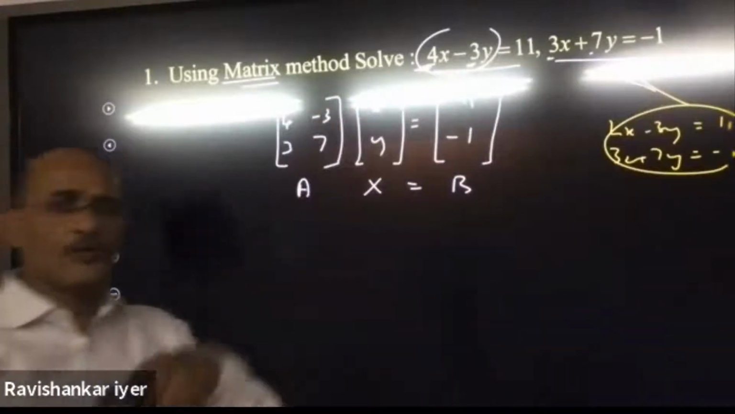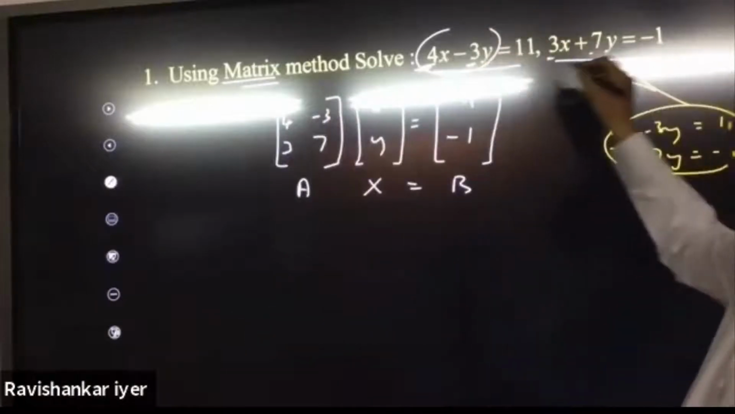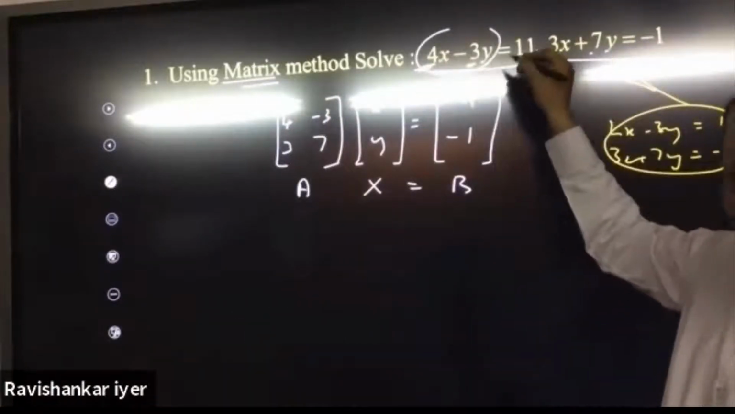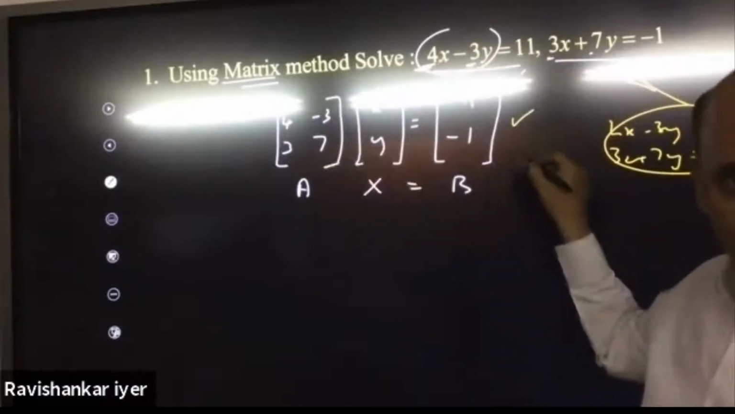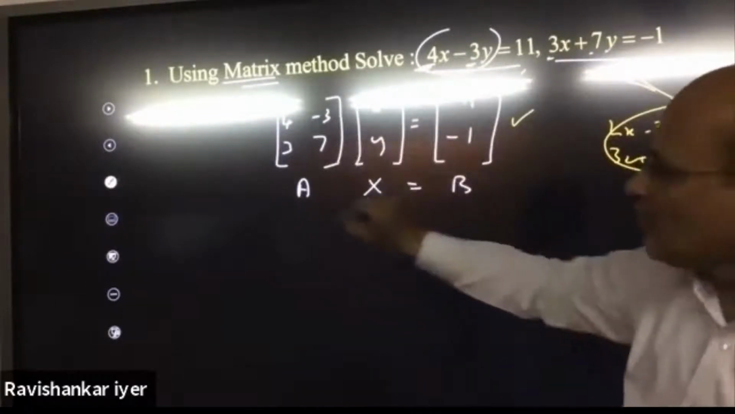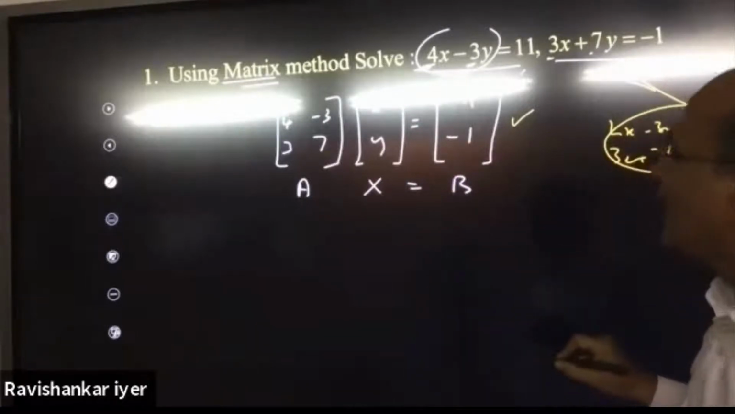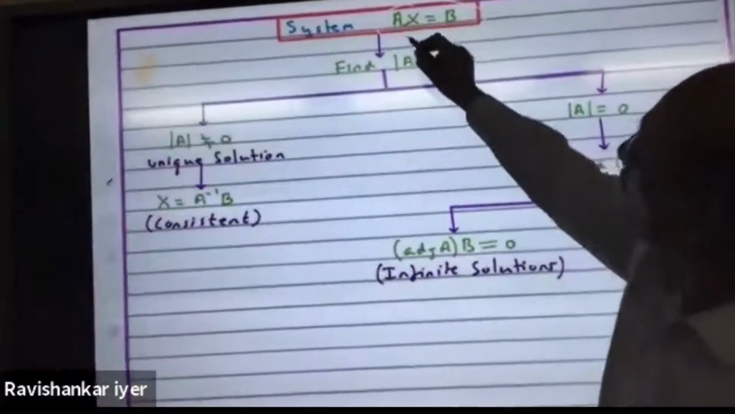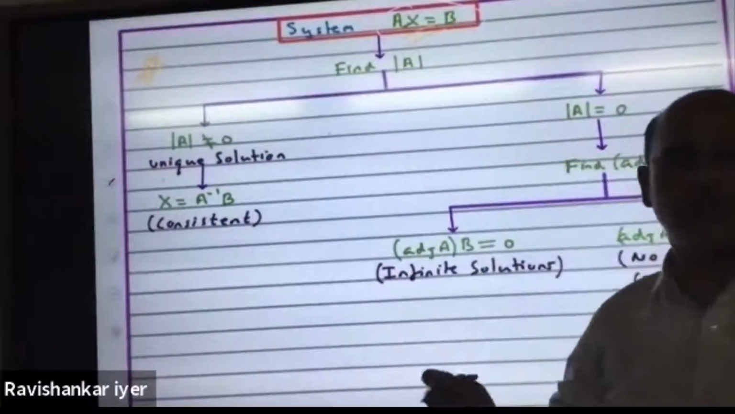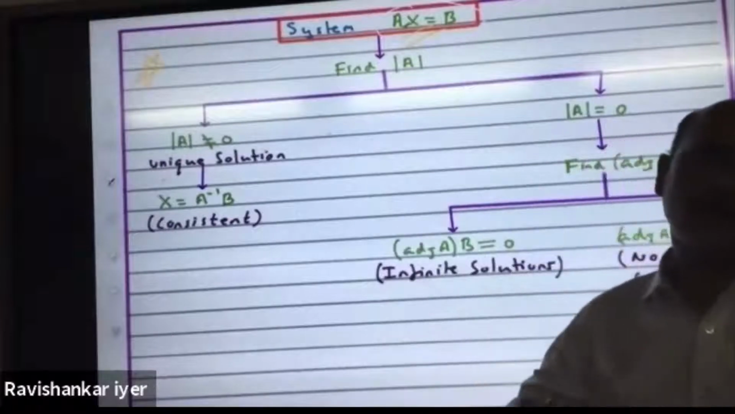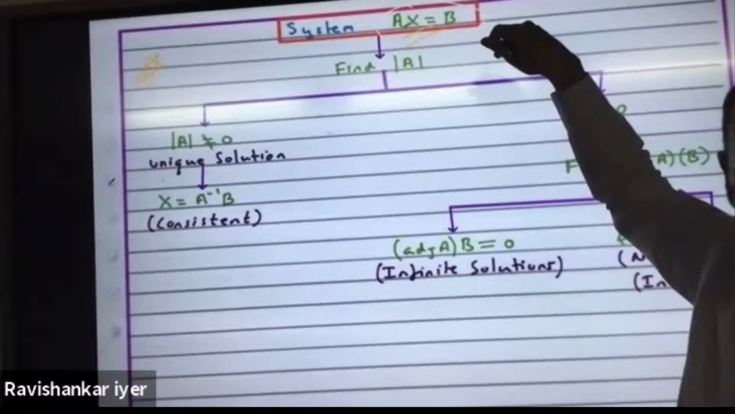So in short, the message, children, is that this particular system of equations you can write in matrix form. How do I write it? It is always Ax equals to B. So that's what I planned out. Any system of equations, whether it's 2 equations, 3 equations, whatever it is, write it in this format, Ax equals to B.